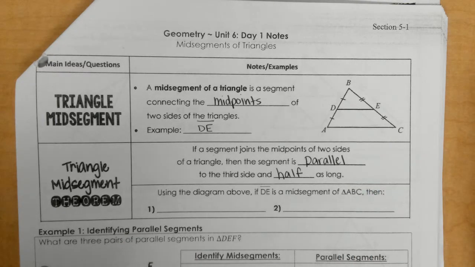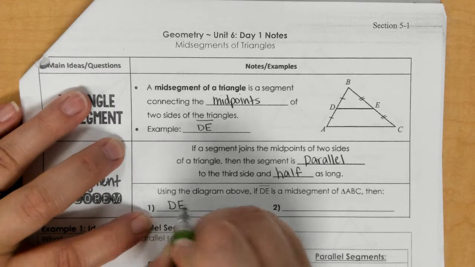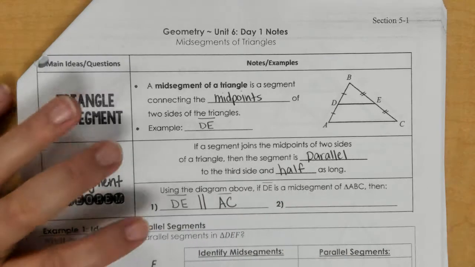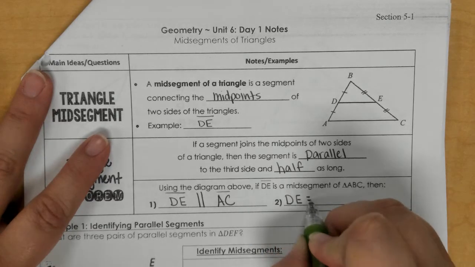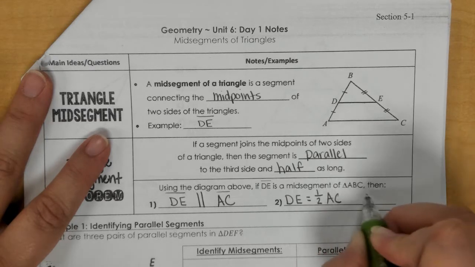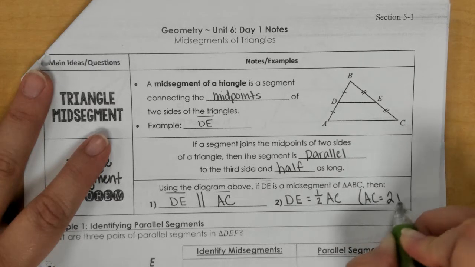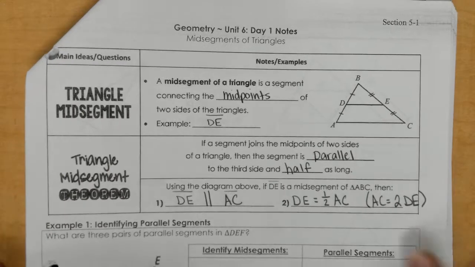So using the diagram above, if DE is a midsegment of triangle ABC, then what do you know? Well, you know that DE is parallel to AC. Okay. Secondly, you know that DE is half of segment AC. You can also think of it as AC equals 2 DEs. Okay, so 2 times DE.